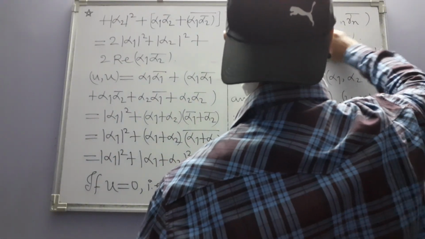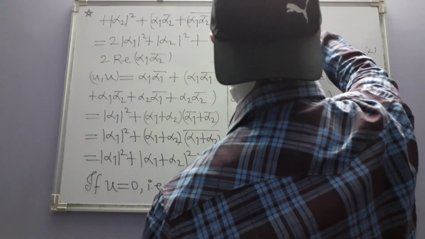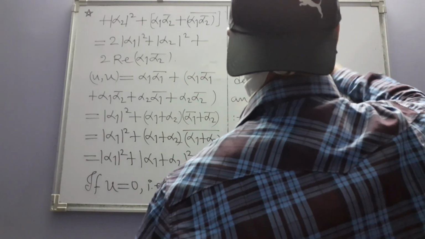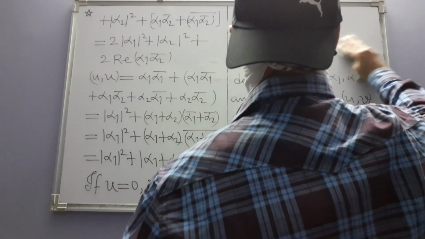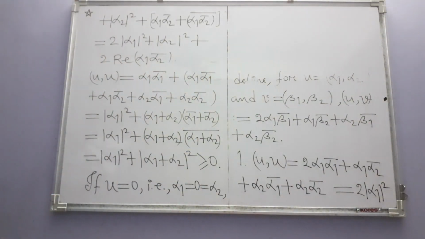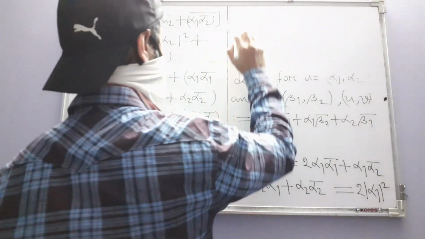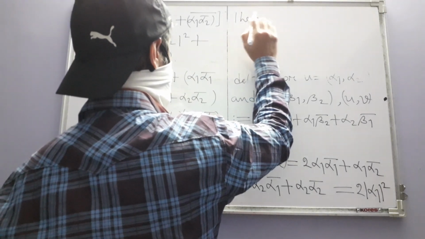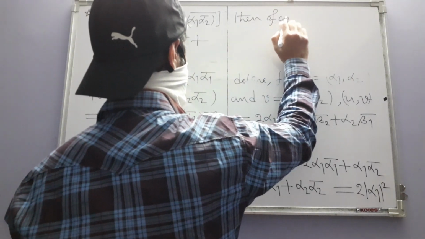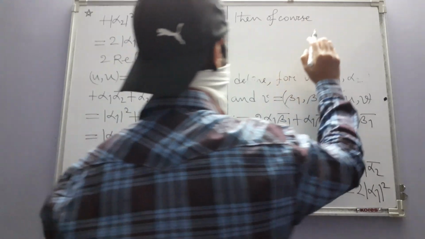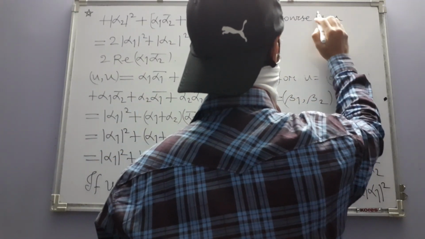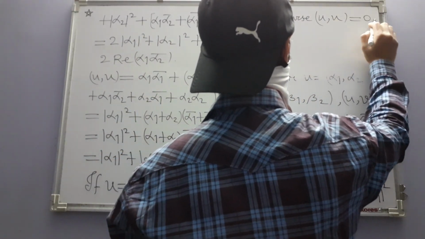But what about the converse? The converse is where the actual thing is there. I mean, where you may have to put in some effort. Then, of course, this is the complex number 0.